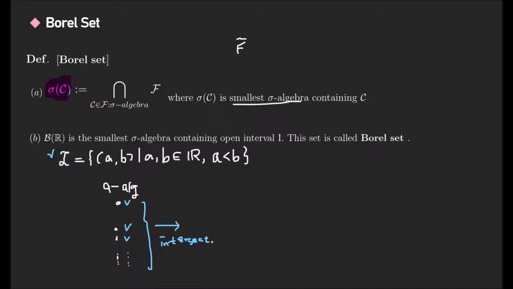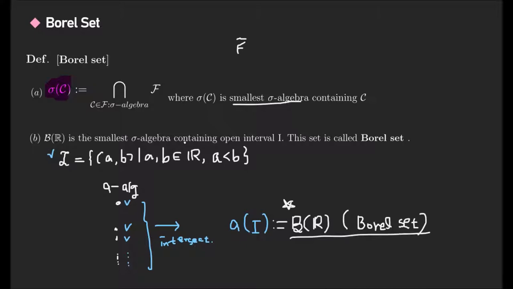Intersection, then we can say this is sigma I. This means the smallest sigma algebra which contains this open interval, and we define these as B(R). We call the smallest sigma algebra which contains the open intervals the Borel set. This is the Borel set, and this concept is continuously used to discuss our topic.